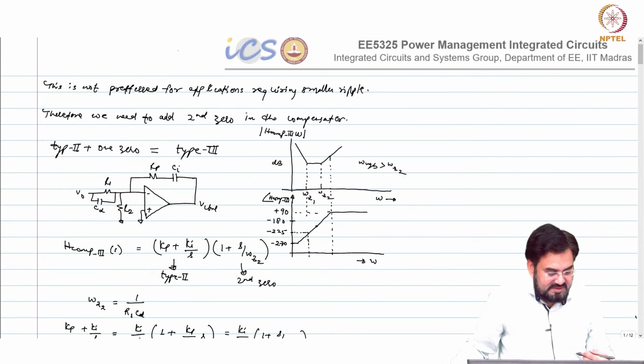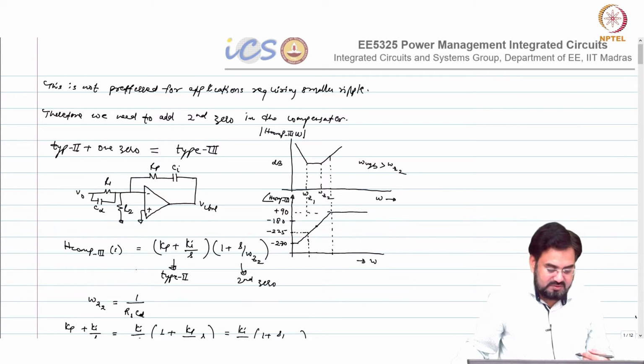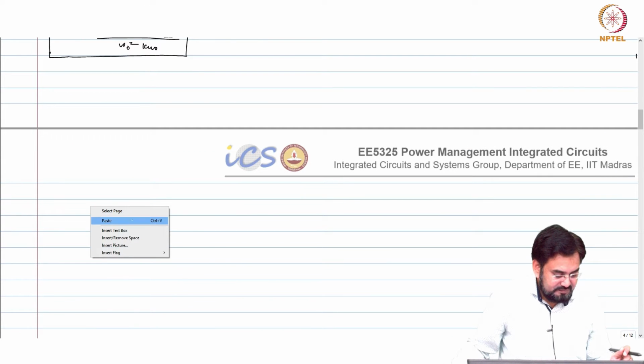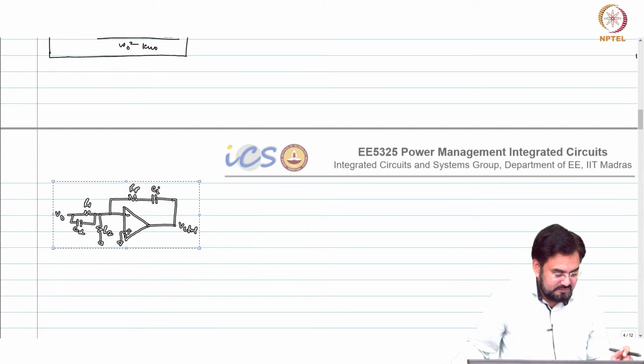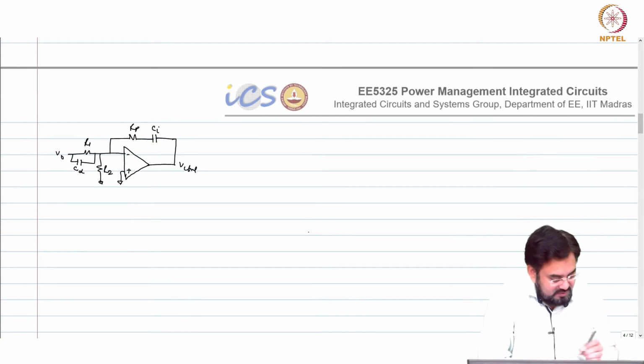Now let us take an example. We will take the same example which we had earlier, with the same LC values, VDD, VM, everything the same, and R1, R2 also the same, which was 100K I think. We need to calculate CI, RP, R1, CD.